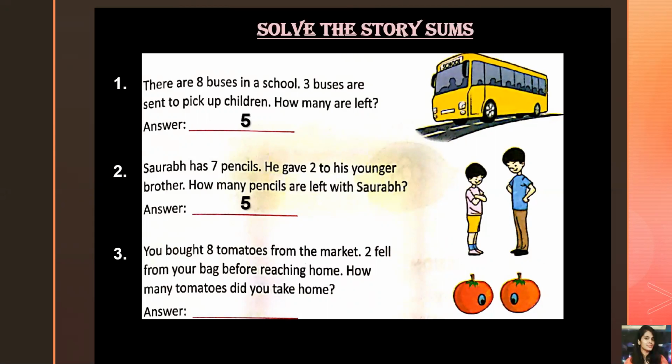You bought 8 tomatoes from the market. 2 fell from your bag before reaching home. How many tomatoes did you take home? 8 tomatoes minus 2 tomatoes. The answer will be 6 tomatoes. So, we are left with only 6 tomatoes. So students, here we have completed our lesson number 3, subtraction up to 10.